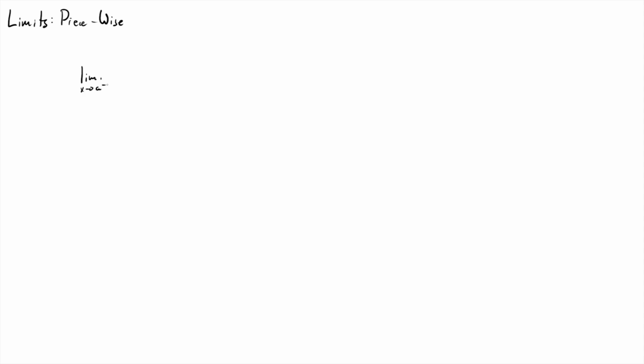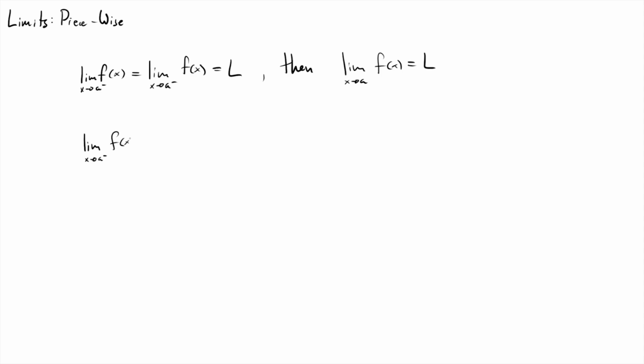So that rule is: the limit as x approaches a from the left of some function f of x, if that limit is equal to the limit as x approaches a from the right of that function, and let's say those limits, since they're equivalent, are equal to some value L, then the general limit as x approaches a of f of x also exists, and it is equal to L. On the flip side, if the limit as x approaches a from the left of f of x does not equal the limit as x approaches a from the right of f of x, then we know that the general limit as x approaches a of f of x does not exist.